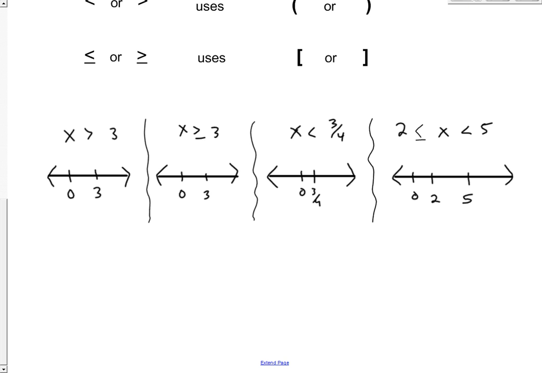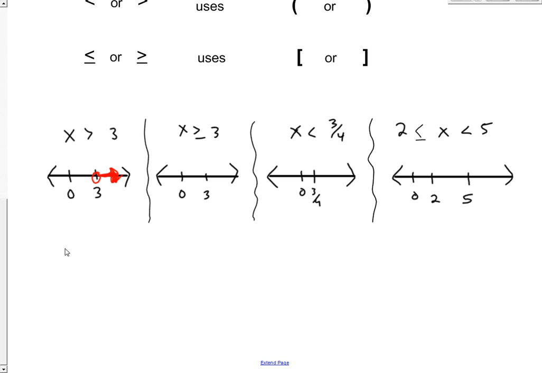So looking at some examples of graphs, we have x is greater than 3. On a number line, I have my 0 and my 3. Since that's greater than without being equal to, I'm going to put an open dot on 3, and greater than is going to be shaded to the right. Make sure it's visible and understand what's going on.